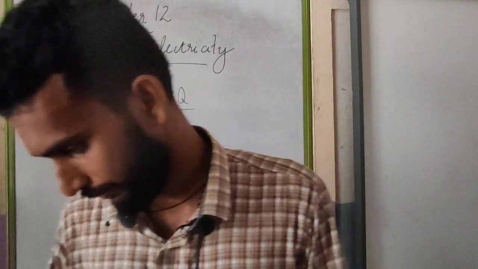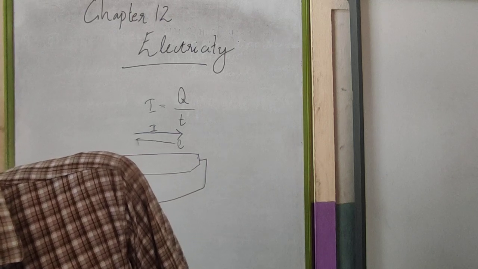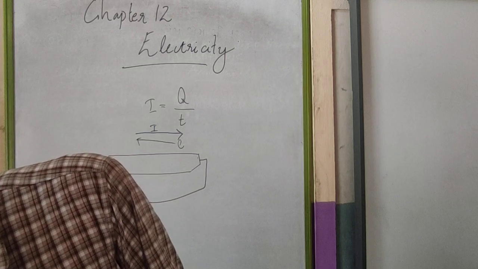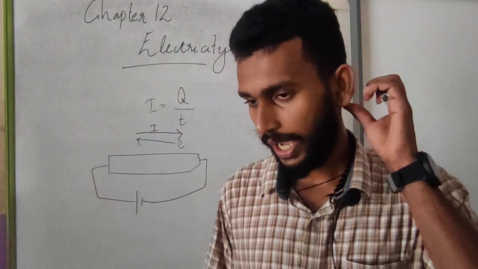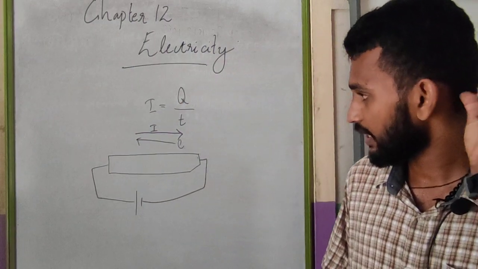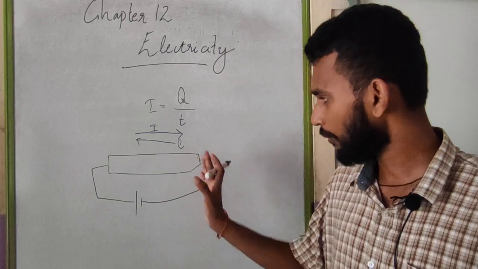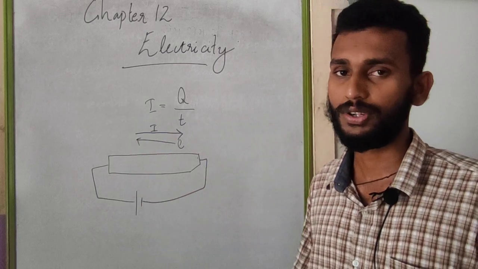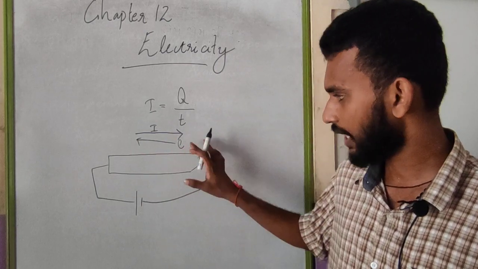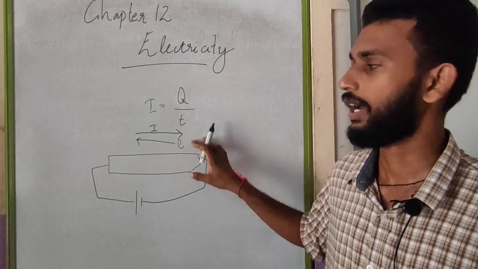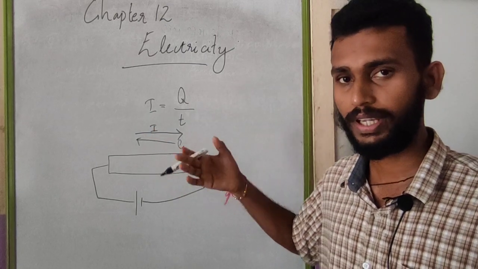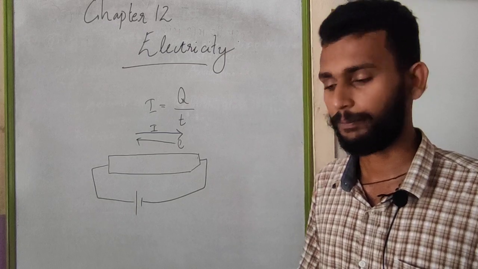Okay, now the direction of the current is the direction of the positive charge, isn't it? That means opposite to the direction of the negative charge. The negative charge here is the electron, and the positive charge here is considered as the holes. Okay, and now let us come to the next page.